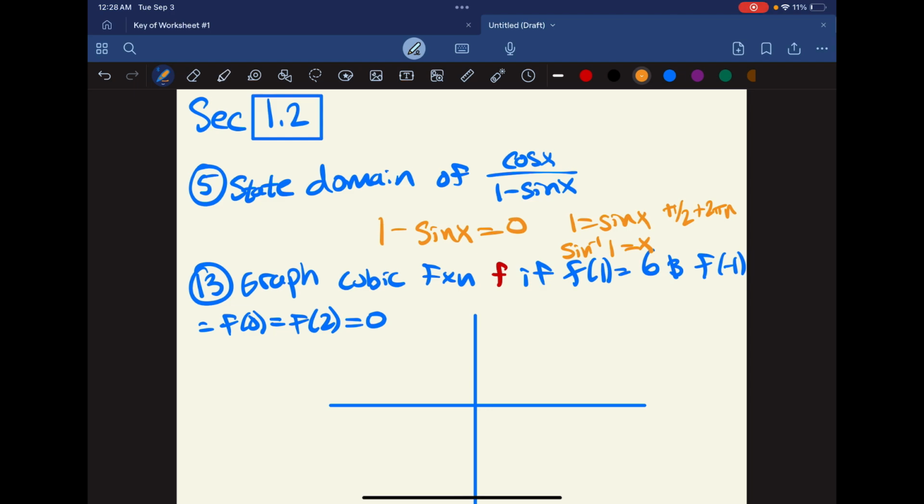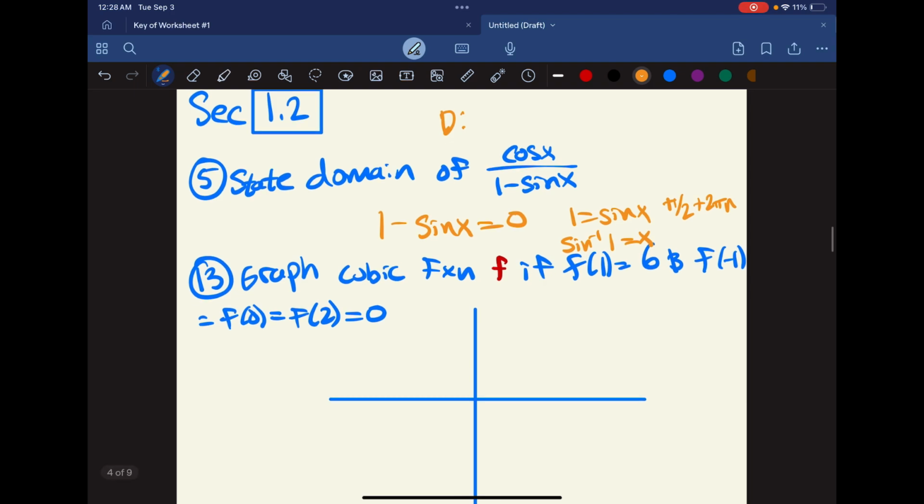So we would say that the domain is just where x does not equal pi over 2 plus 2 pi n. So it can't be pi over 2, and it can't be that plus 2 pi times any number.